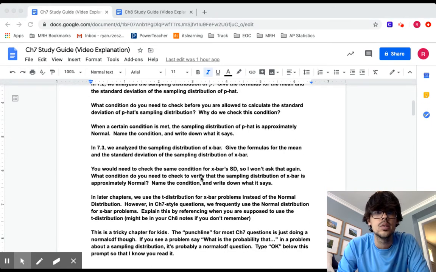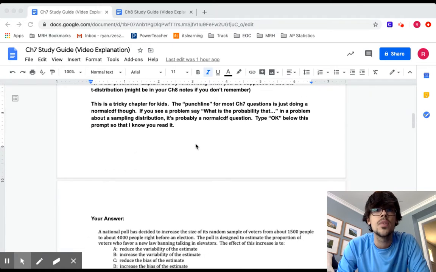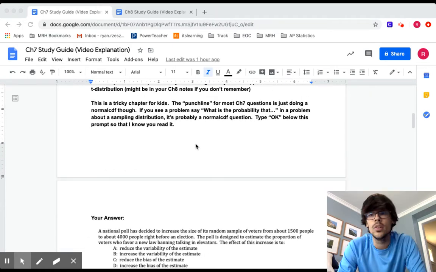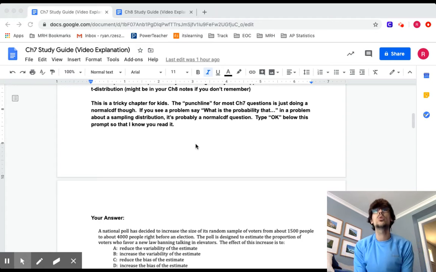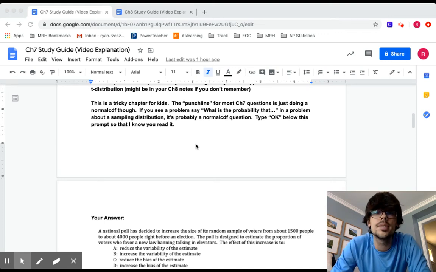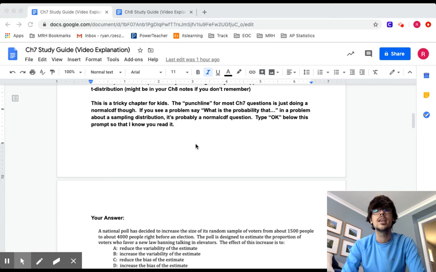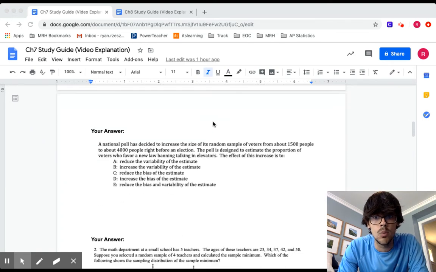In the little list of definitions here, the last thing I have is a note to you. If you're ever not sure what's going on with a problem, it's probably some sort of normal CDF problem. If you're looking at a p-hat problem or an x-bar problem, where you're taking samples and building a sampling distribution, most of the time what they want you to do is a normal CDF to get your answer. It's just a matter of knowing the information that goes into it, being able to check your conditions, and knowing your formulas. So this should not be all that bad for you.